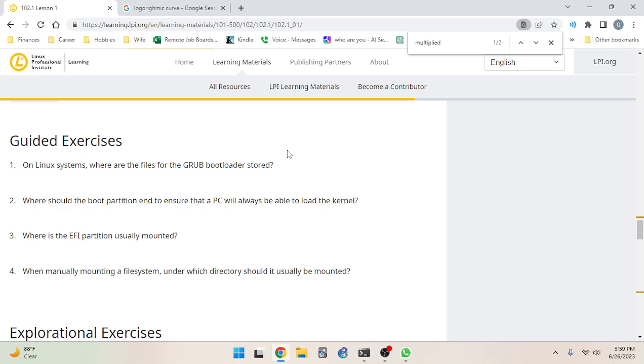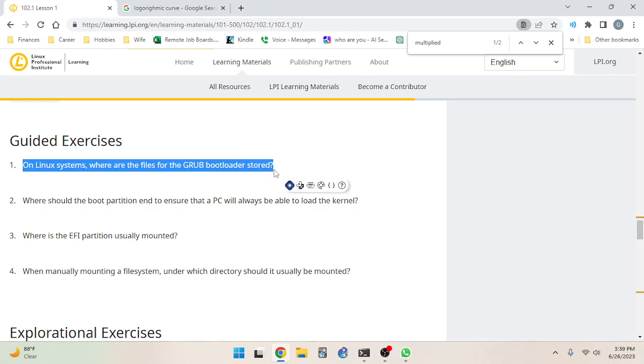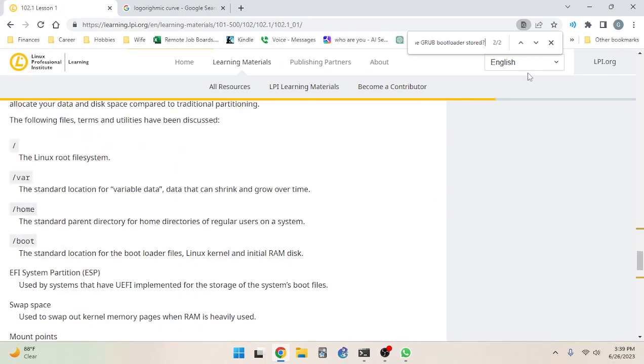So /boot, if you're using a BIOS disk, it's going to be at the beginning of your disk. But if you're using UEFI, it will be in the ESP, the EFI system partition, which is typically still at the front, but it can be on its own disk. But I think the easy, quick answer that they were looking for is /boot.